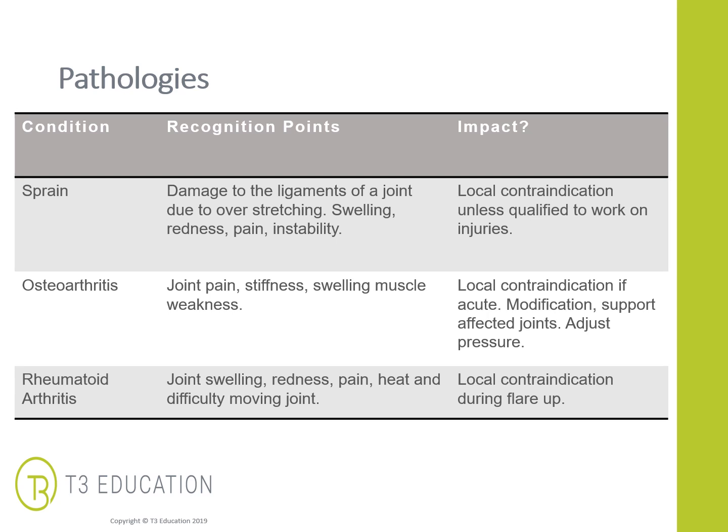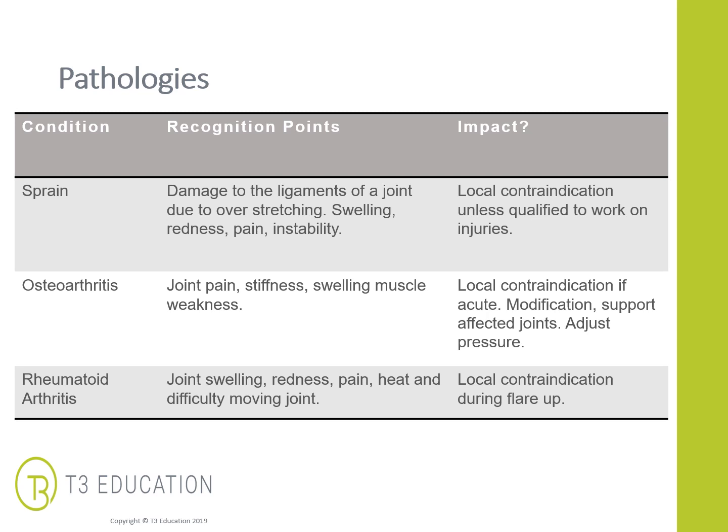Osteoarthritis. This is where we have wearing away of the cartilage within a joint. It creates joint pain, stiffness, swelling, and even weakness. If acute and very painful, then we are not going to work on that joint, so it becomes a local contraindication. But in general, we just modify. We need to support these affected joints, as massage can help alleviate a lot of the pain and stiffness associated with osteoarthritis. But we need to adjust our pressure and ensure that we're not inflaming, irritating, or creating instability in any joints.